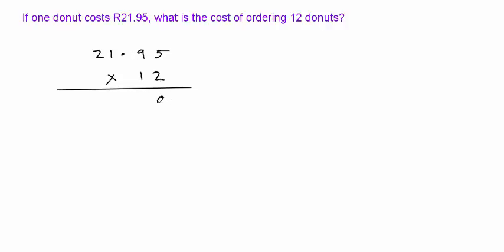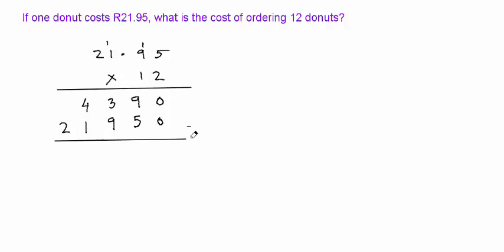5 times 2 is 10. Carry the 1 over. 9 times 2 is 18 plus 1 is 19. Carry the 1 over. 2 times 1 is 2. 2 plus 1 is 3. And 2 times 2 is 4. 1 times 5 is 5. You write a 5 over here, starts with a 0. 1 times 9 is 9. 1 times 1 is 1. And 1 times 2 is 2.